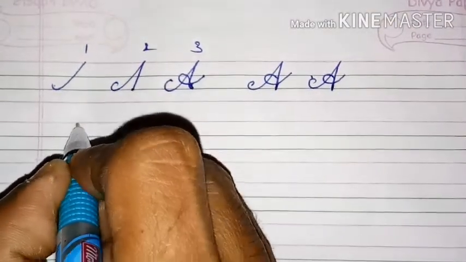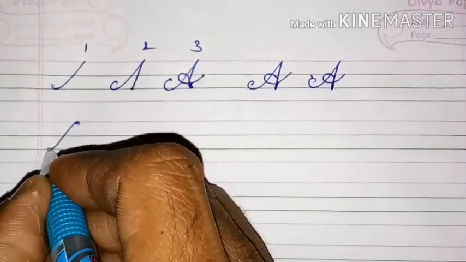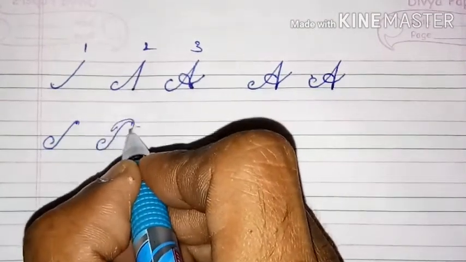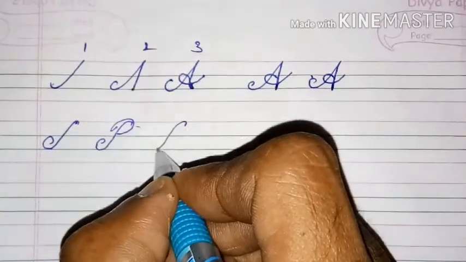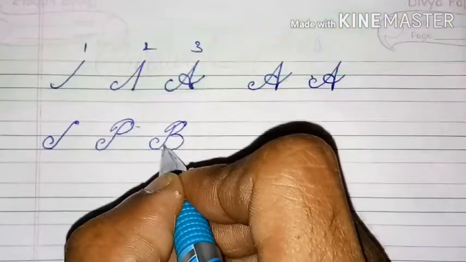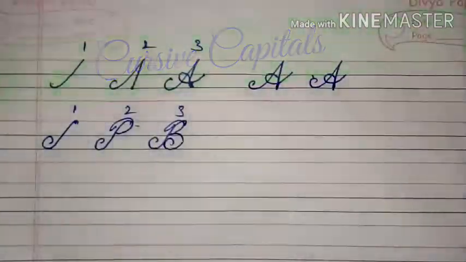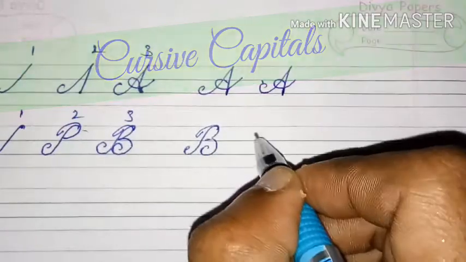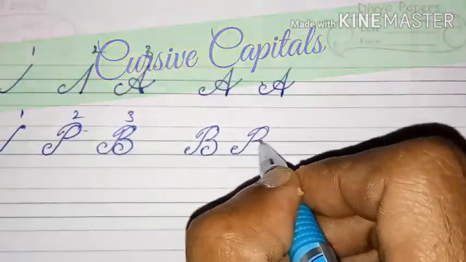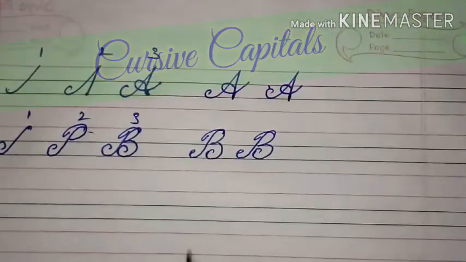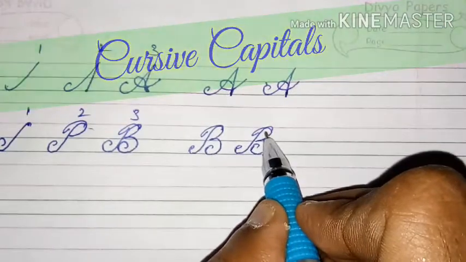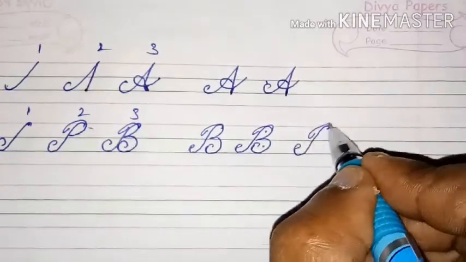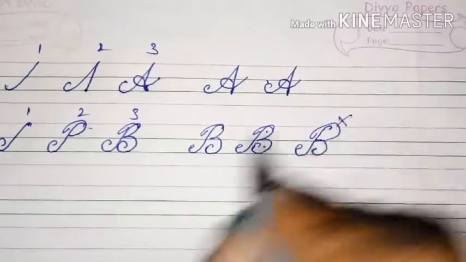The first one is start from the upper zone like this. The second one is like this in the upper zone, and the third one is like this. 1, 2, 3. Let me show you completely. 1, 2, and 3. Here, please do remember that the upper part must be smaller than the lower part. Okay. If you write like this, it looks very odd. See here. It looks very odd. Don't write like this.